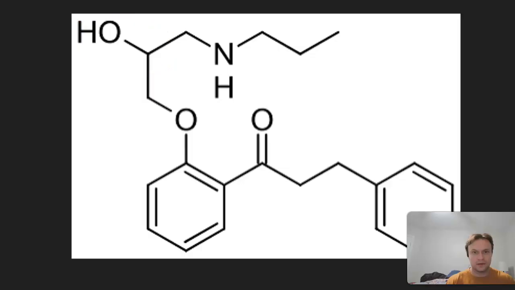And then from this secondary alcohol, if we keep following this carbon chain to the right, we see that we actually have a secondary amine as well, with the nitrogen and hydrogen here. Those are the main functional groups.